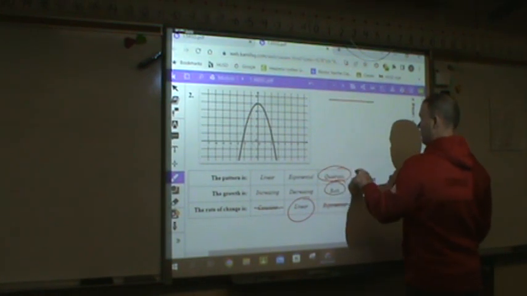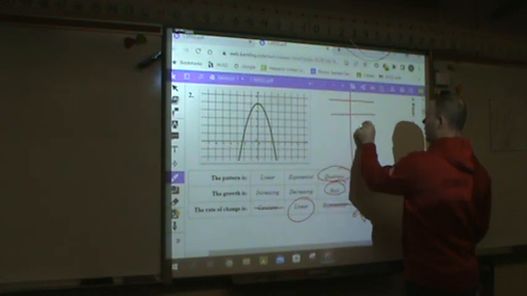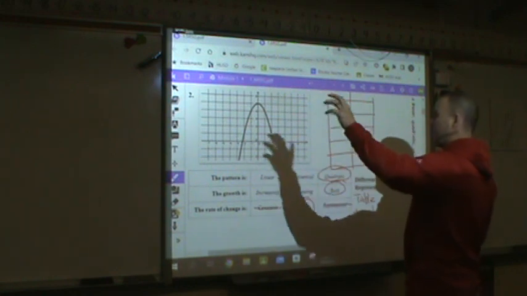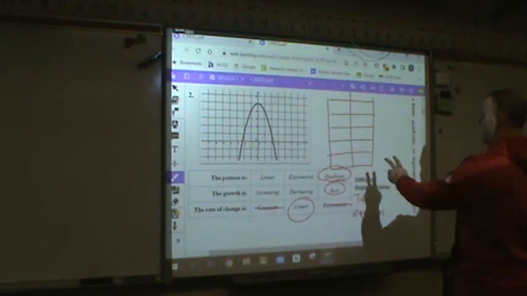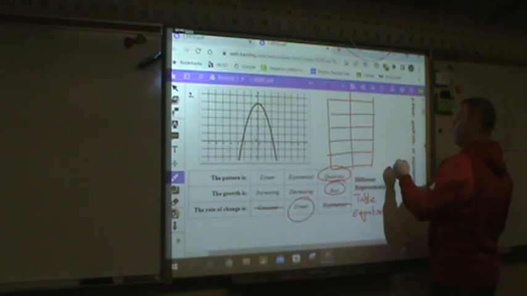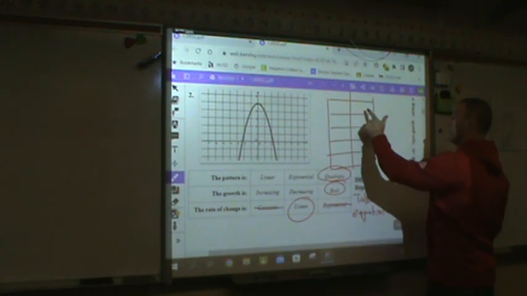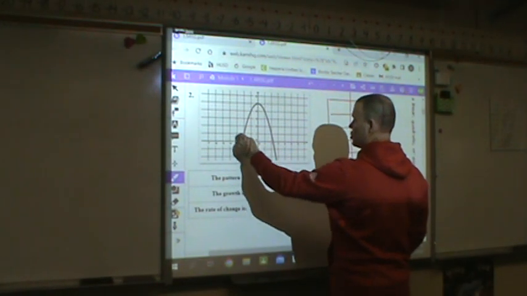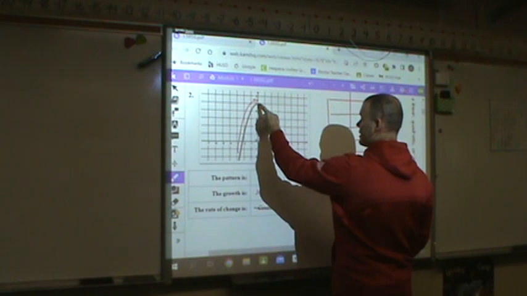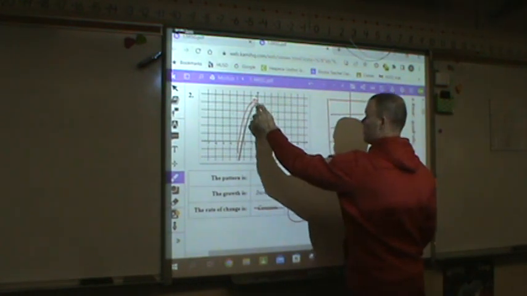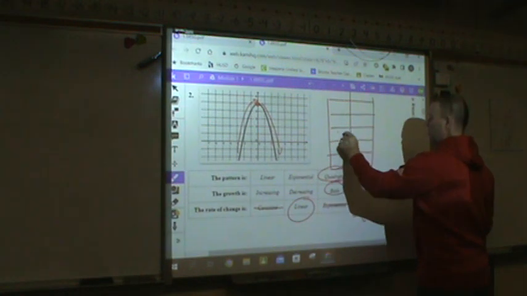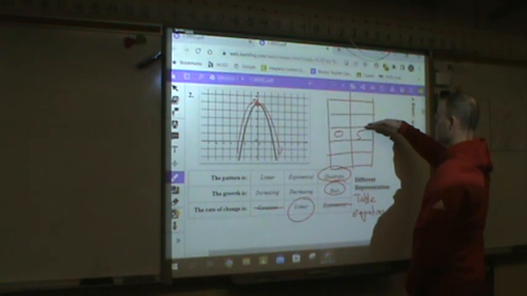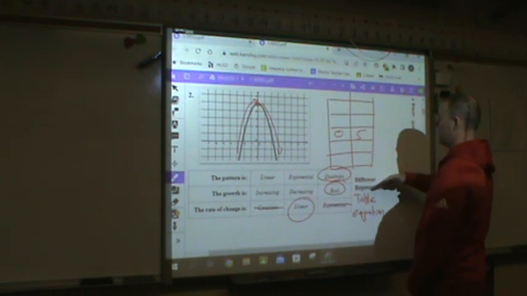is a table. So how is that table going to look? Well, if we go all the way back to 1.1, 1.2, if you look at tables, how do we determine if they're quadratic? Well, one way is second differences. But if we look at the output values, what we should notice is those output values should increase, get to a maximum point, and then decrease.